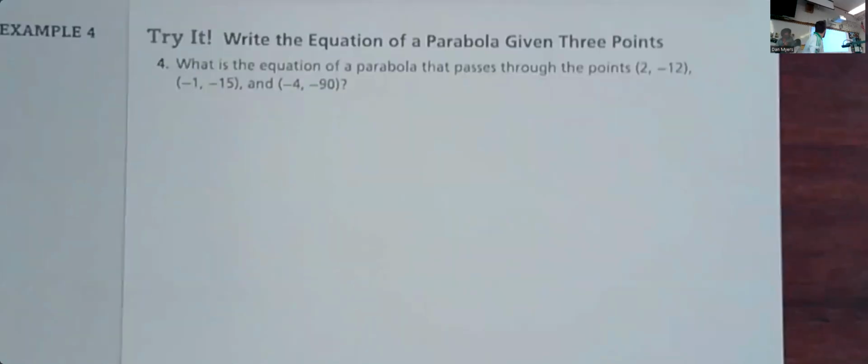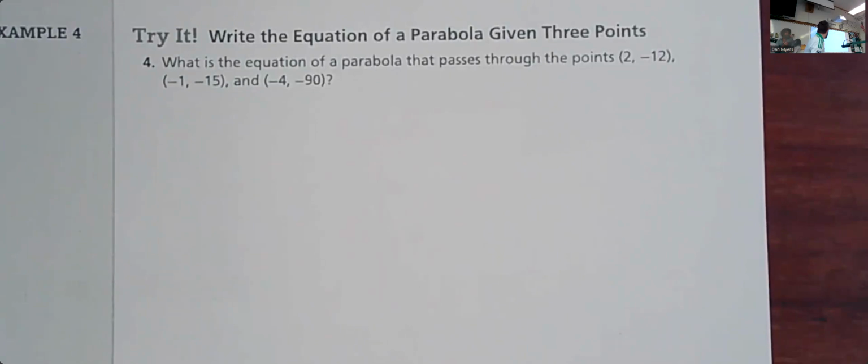So the next question says, we're going to write the equation of a parabola given 3 points. It says, what's the equation of the parabola that passes through the points (2, -12), (-1, -15), and (-4, -90)?